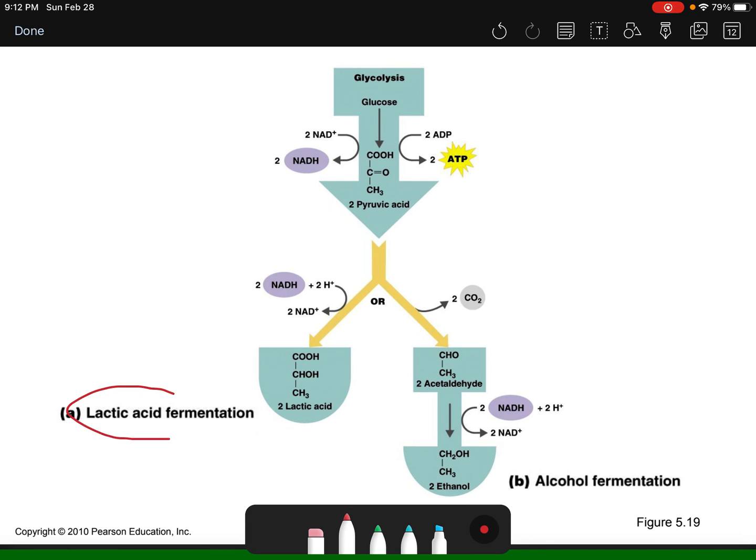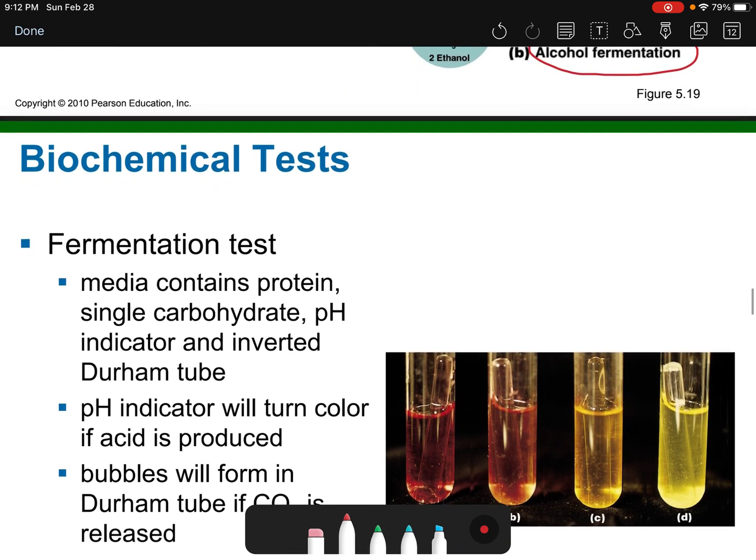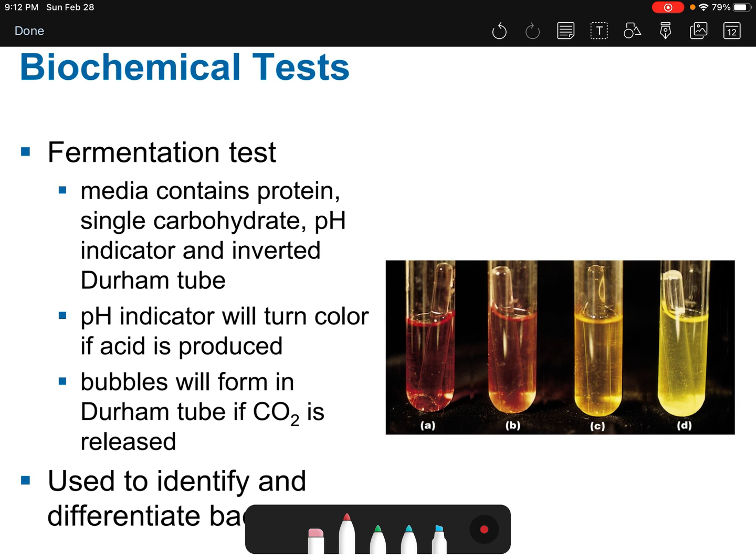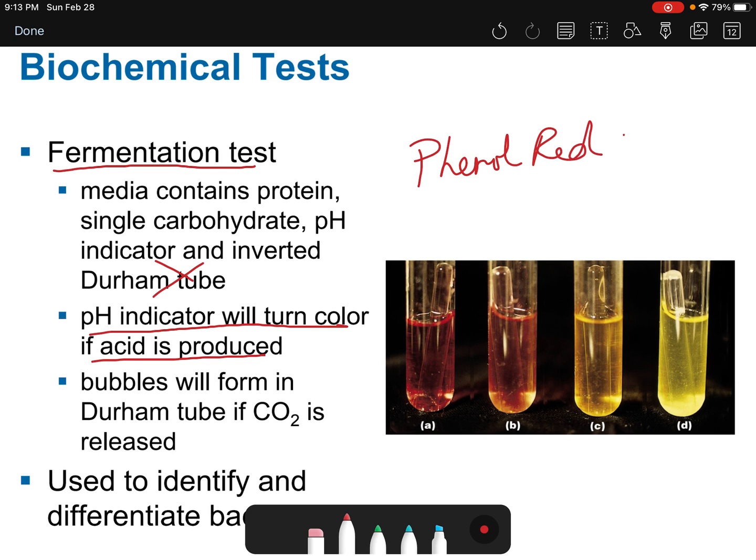Okay, so again, lactic acid fermentation occurs in some bacteria and within your muscle cells. Alcoholic fermentation occurs in bacteria and yeast cells to produce alcohol end products. Now, one of the tests that we will do, and we're doing this in lab on Friday, is what we call our fermentation tests. We don't use these Durham tubes, but we do use a pH indicator that turns color if acid is produced. So we use a phenol red indicator.